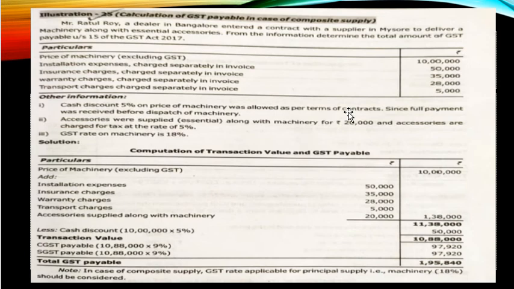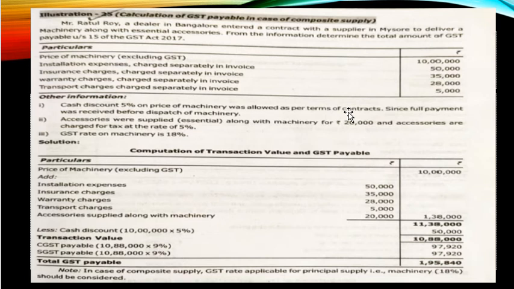So the next is calculation of GST payable in case of composite supply. So Mr. Ratul Roy, a dealer in Bangalore, entered a contract with the supplier in Mysore to deliver a machinery along with essential accessories. From the information determine the total amount of GST payable under Section 15 of GST Act 2017. So they've given here particulars, price of the machinery excluding GST, which is 10 lakh. Installation expenses charged separately in invoice.